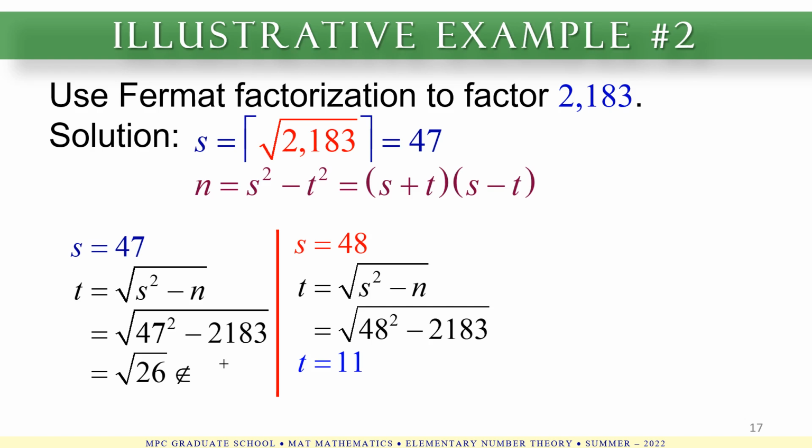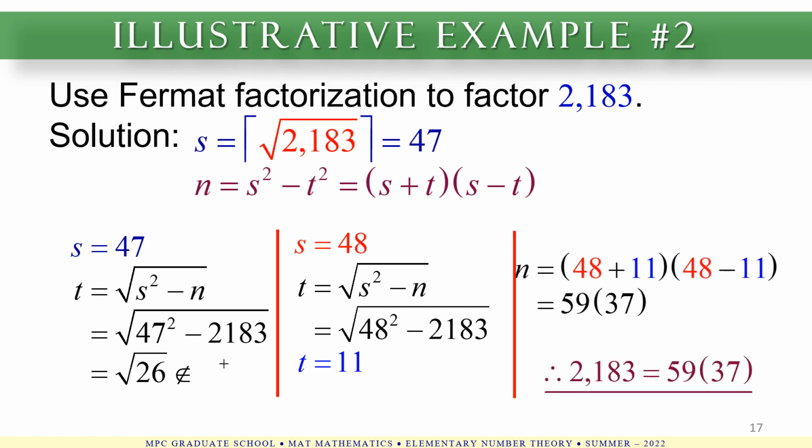Now using 48 as our s and t as 11, we will have n is equal to the quantity 48 plus 11 multiplied by the quantity 48 minus 11. Then we will have 59 multiplied by 37 as equal to n. As you can see again, 59 and 37 are both prime factors. Now we can conclude that 2183 is equal to 59 multiplied by 37.